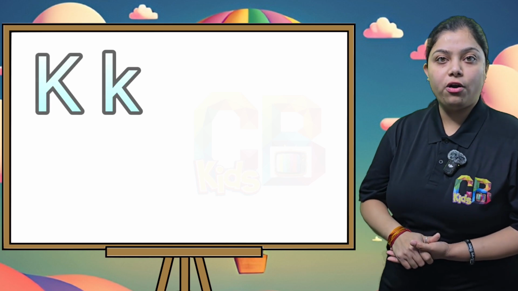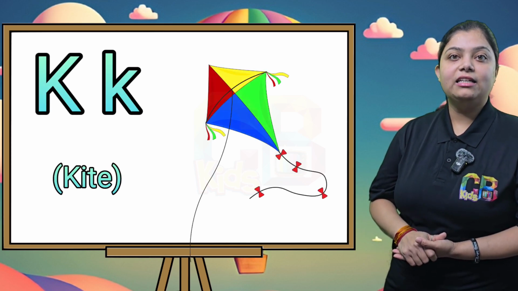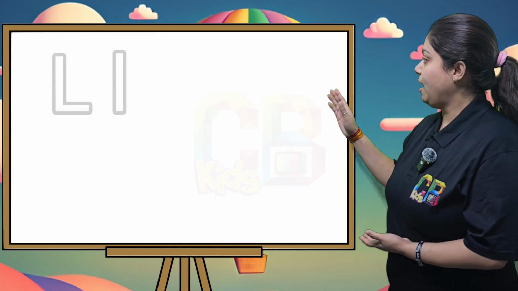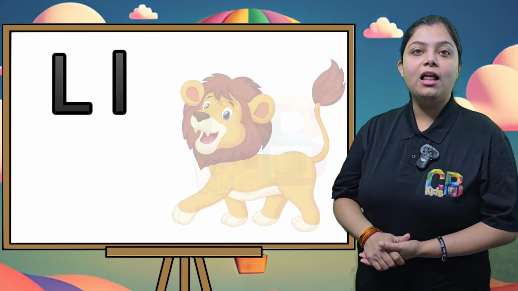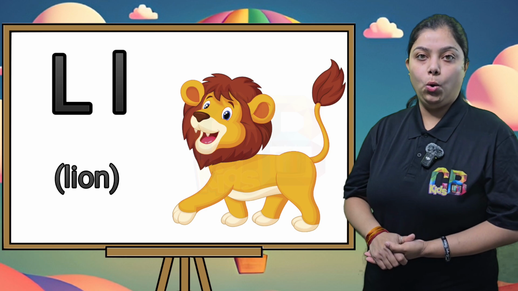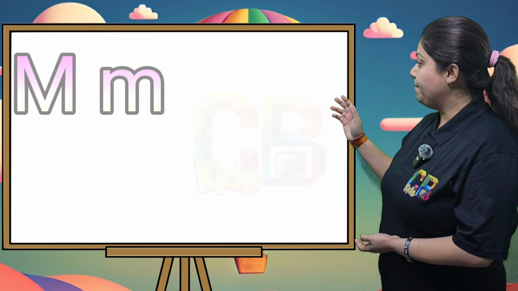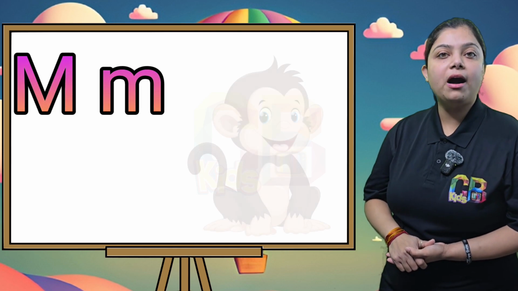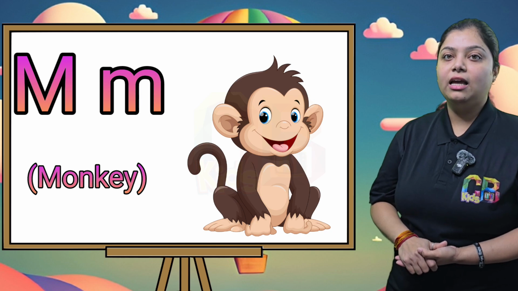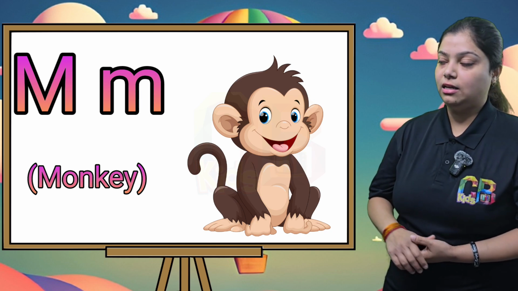K for kite. K I T E kite. L for lion. L I O N lion. M for monkey. M O N K E Y monkey.